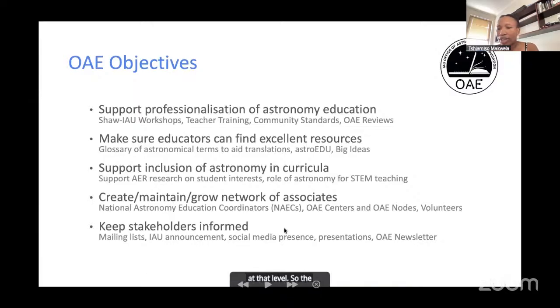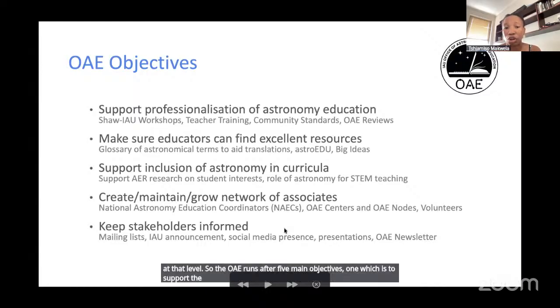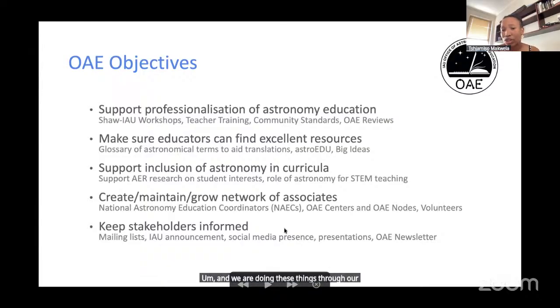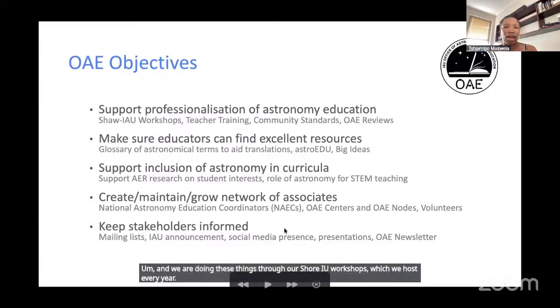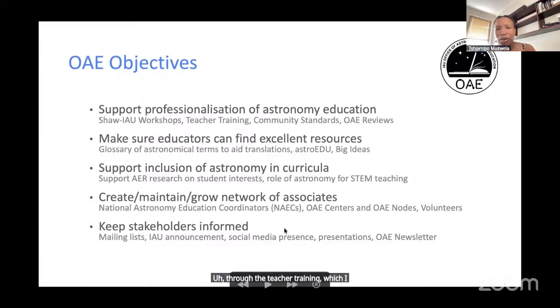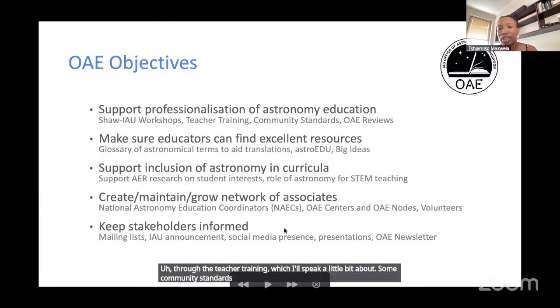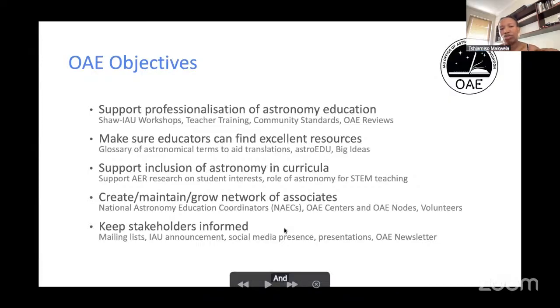So the OAE runs after 5 main objectives, one of which is to support the professionalization of astronomy education. And this is not just professionalizing astronomy for teachers, but also for astronomers who are actually trying to work in education. And we're doing these things through our Shore IAU workshops, which we host every year, through the teacher training, which I'll speak a little bit about, some community standards which are related to teacher training, and the OAE reviews that we're working on.